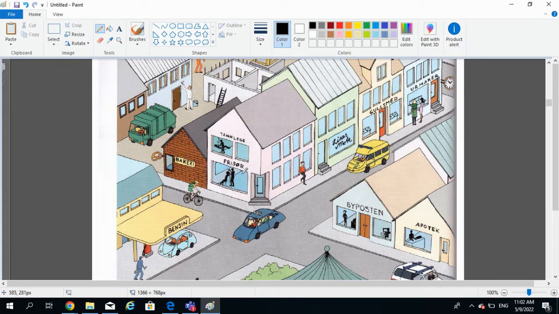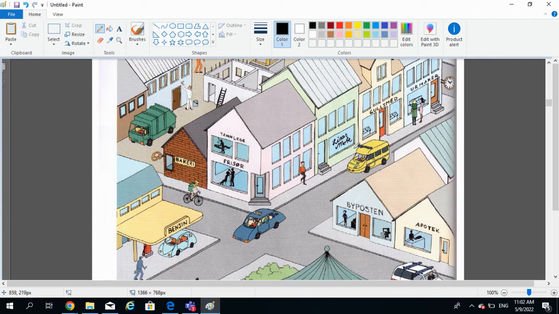Frisør means barber. You can identify that with the picture as well. Drosje, this is taxi. Bensin, it's petroleum. Mann, går. This is a man who is going. This is also a taxi van. Drosjebil.